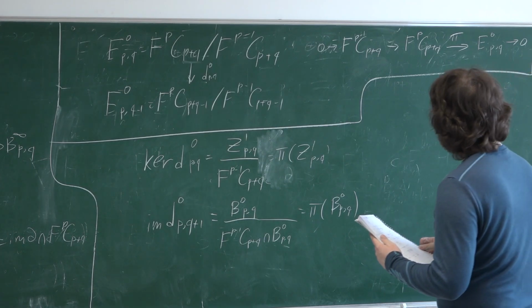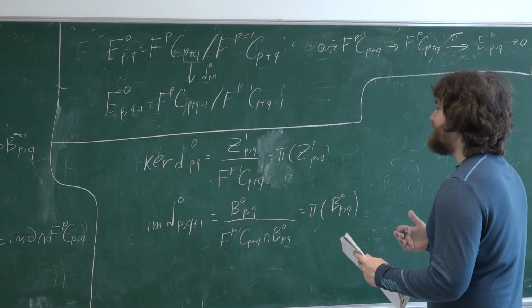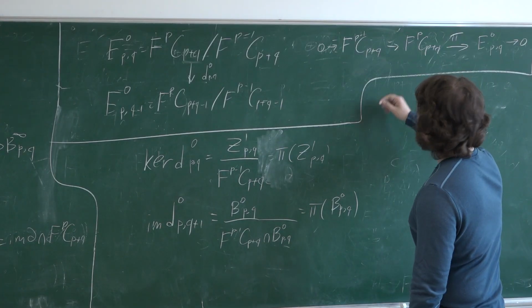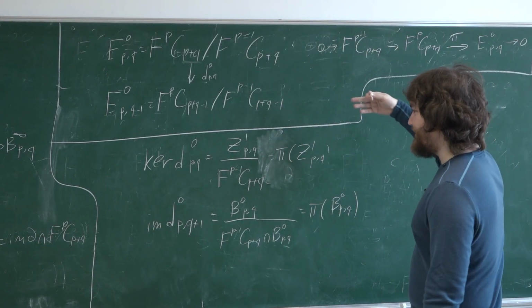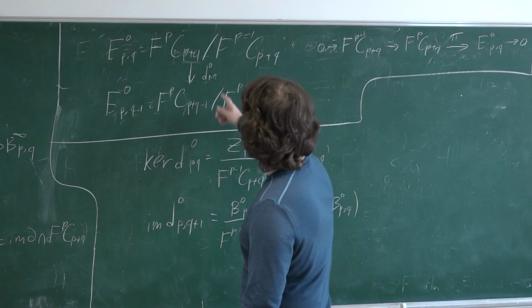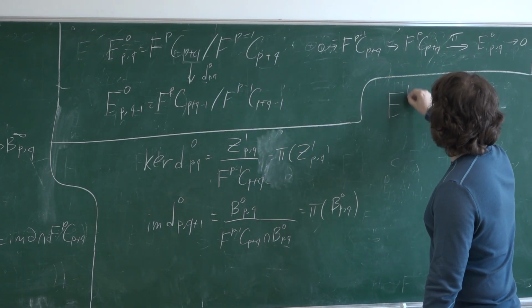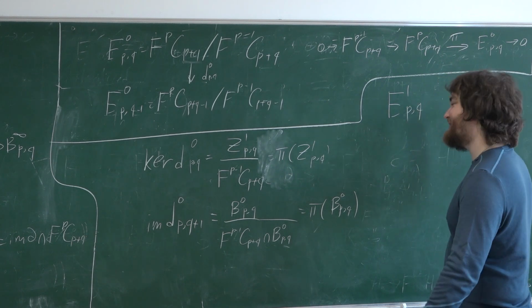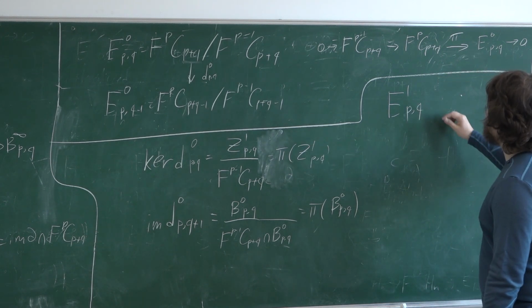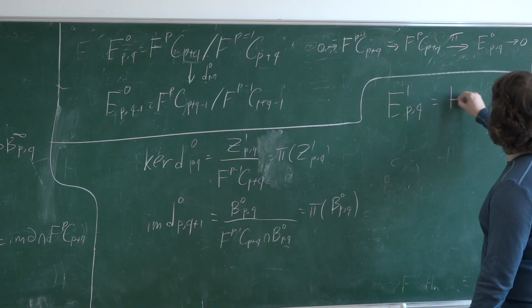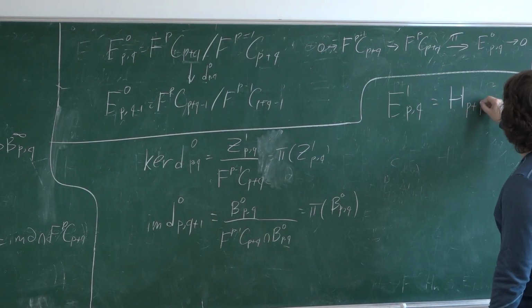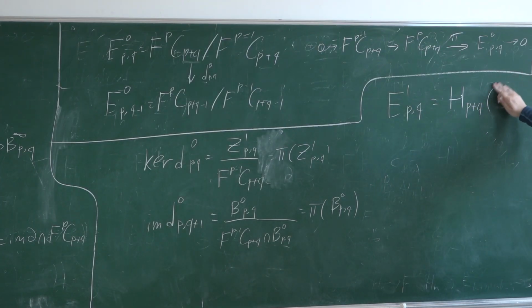So consider homologies. From the one hand, homology of this chain complex is just homology of this chain complex. So the first page, if we construct the spectral sequence, is just homology of this chain complex, of this quotient. As I said before, it's just the quotient.